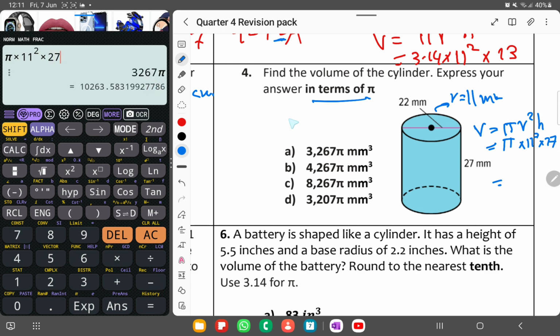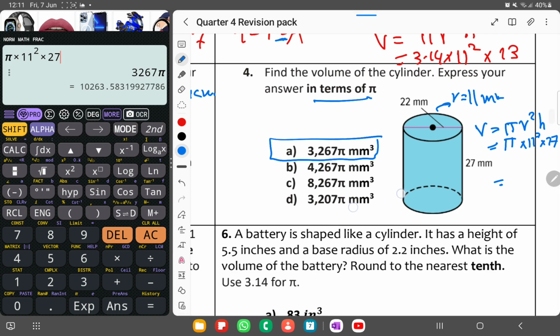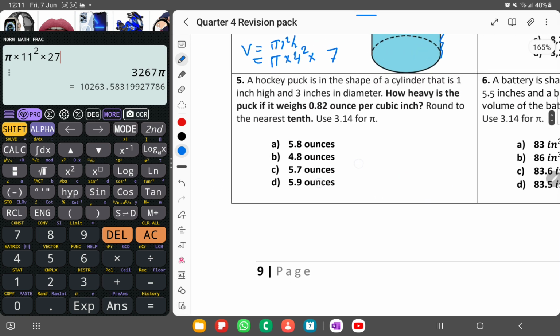So now it is 3267 pi. Excellent job. Next. A hockey puck is in the shape of the cylinder that's 1 inch high. So now I have the height, which is 1, and the diameter is 3. How heavy is the puck if it weighs 0.82 per cubic inch? The weight is 0.82 per cubic inch. So, cubic inch, this is a sign that you are going to get the volume.